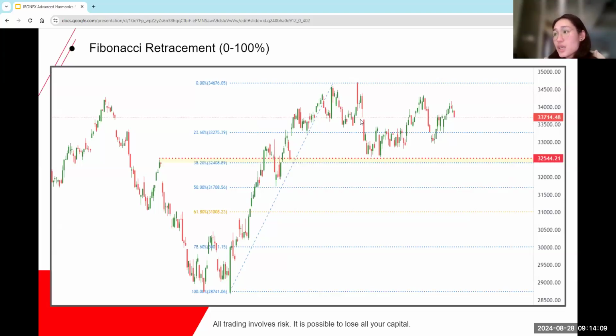Here we can see our 38.2, prices reacting off of it. And that's also in line with that overlap level. So when you combine your horizontal levels, like your pullback and overlap levels, with your Fibonacci levels, then it really strengthens your analysis and the chances that prices are going to rebound off those levels.